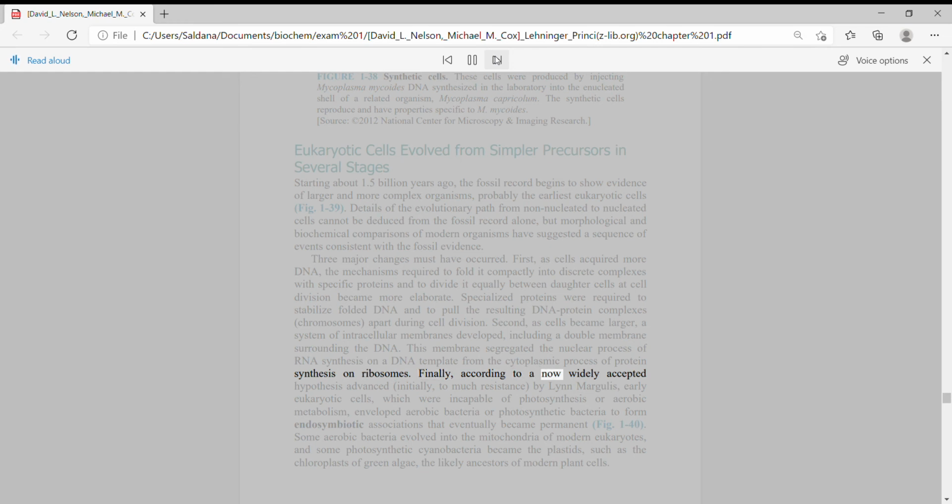Finally, according to a now widely accepted hypothesis advanced, initially to much resistance, by Lynn Margulis, early eukaryotic cells, which were incapable of photosynthesis or aerobic metabolism, enveloped aerobic bacteria or photosynthetic bacteria to form endosymbiotic associations that eventually became permanent, Fig. 1-40. Some aerobic bacteria evolved into the mitochondria of modern eukaryotes, and some photosynthetic cyanobacteria became the plastids, such as the chloroplasts of green algae, the likely ancestors of modern plant cells.